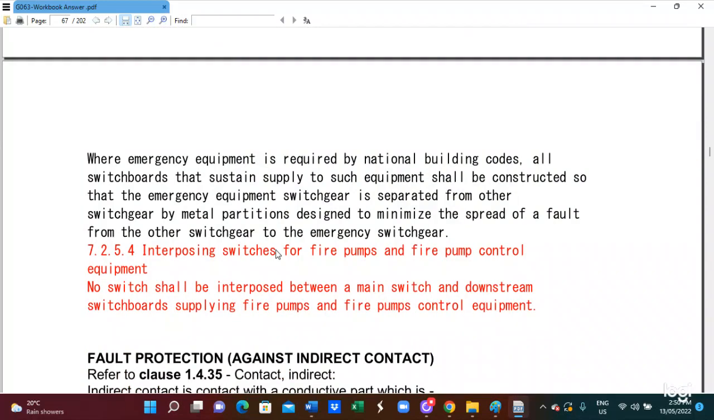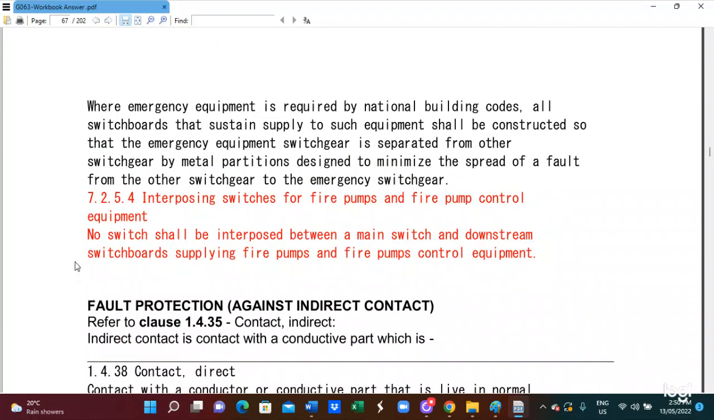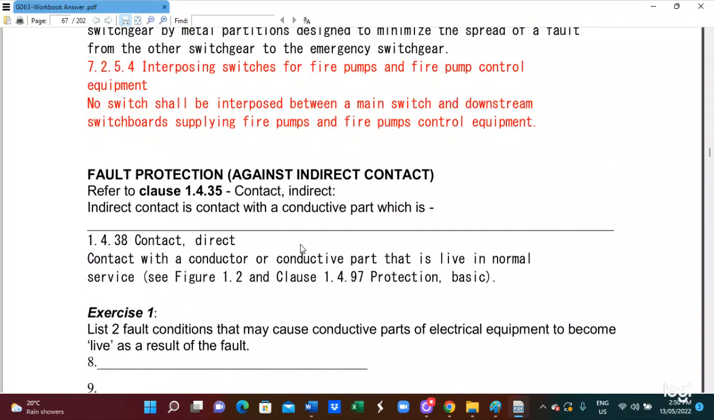And also in 7.2.5.4 we are talking about the interposing switch for the fire pump and the fire pump control equipment. No switch shall be interposed between the main switch and the downstream switchboard supplying the fire pump and the fire pump control equipment.